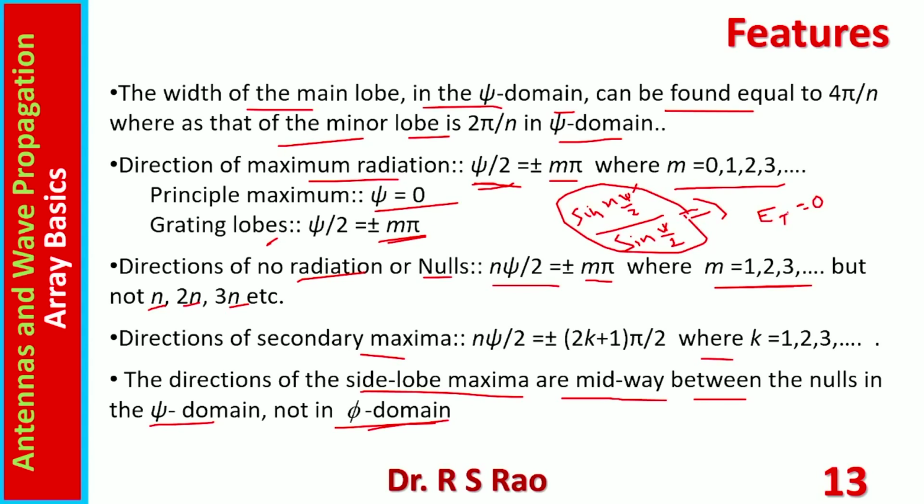So we have maximum radiation, nil radiation, and intermediate radiation. Directions of intermediate radiation are given by this condition: n psi over 2 is plus or minus (2k plus 1) pi by 2. So a lot of information can be obtained from this expression, the array factor. Array factor is an important parameter in the analysis of arrays.